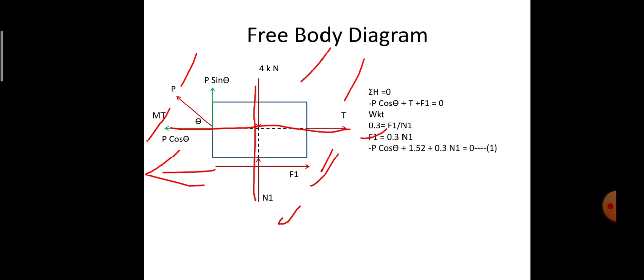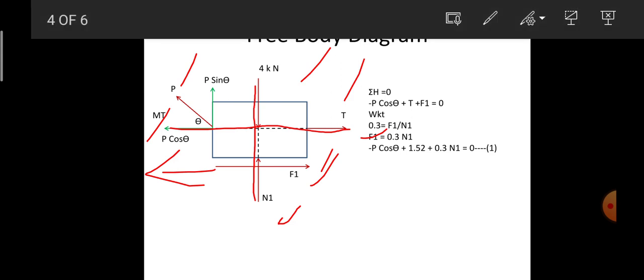This is the value, and the next step is to substitute the value of F1 in the equation of sigma H. So in this equation we are supposed to substitute the value. This is the overall expression.